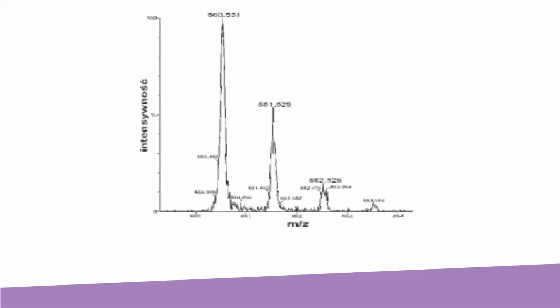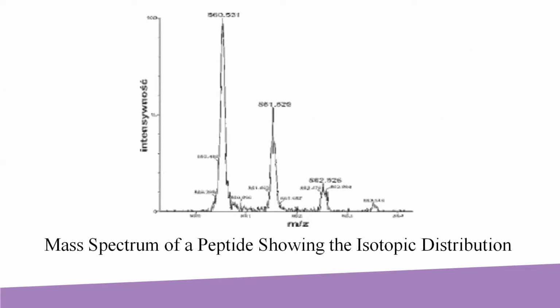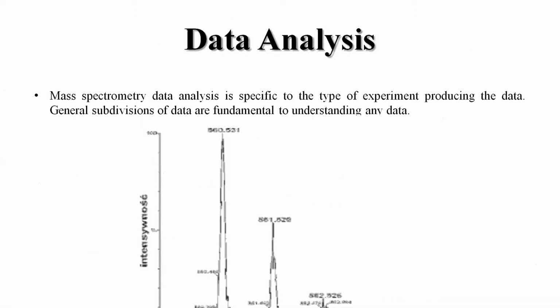In this form, the mass to charge ratio (m/z) is on the x-axis, intensity on the y-axis, and an additional experimental parameter such as time is recorded on the z-axis. You can clearly see in this graph, as I explained, the mass to charge ratio is on the x-axis and the intensity is on the y-axis. This is a mass spectrum of peptides showing the isotopic distribution.